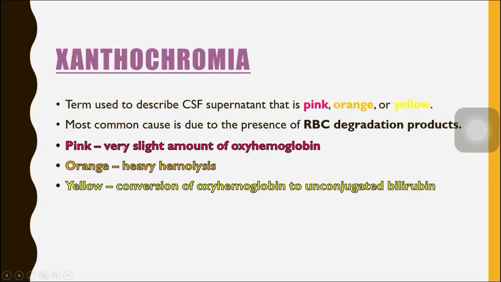So the variation in color is dependent on the amount of RBCs present in the specimen. For example, there is a pink coloration. So the pink color indicates that it has a very slight amount of oxyhemoglobin. For orange, it has heavy hemolysis. Yellow is for conversion of the hemoglobin to unconjugated bilirubin.